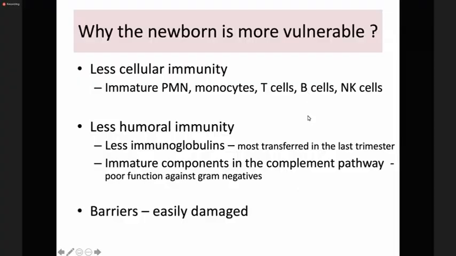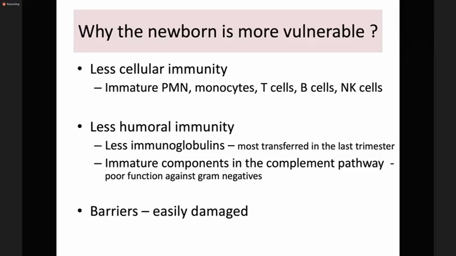And especially if they are preterm babies, they are born before term. You can see most immunoglobulins are transferred during the last trimester. So if they are born preterm, many of these immunoglobulins will not be transmitted across the placenta. And their complement pathway also may be more immature, which puts them more at risk for gram-negative infection.